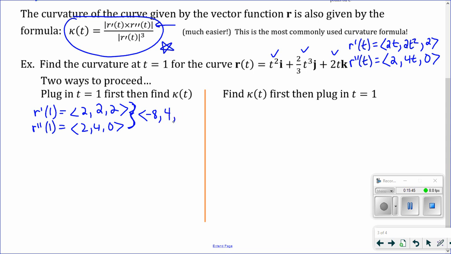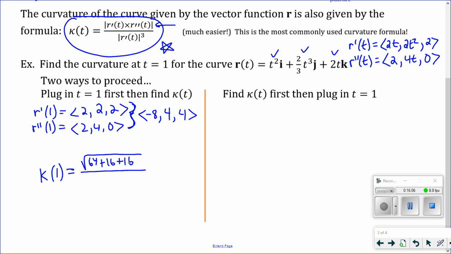And then cross off the last column, and I would use the four remaining numbers. I get 8 minus 4, so 4. So there's my cross product. Now I need the magnitude of the cross product. So k of 1, I need the magnitude of this thing right here: square root of 64 plus 16 plus 16.